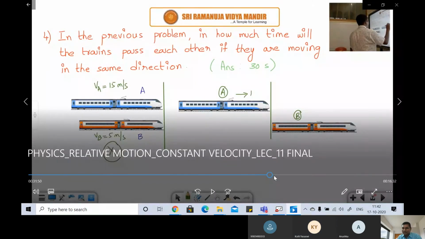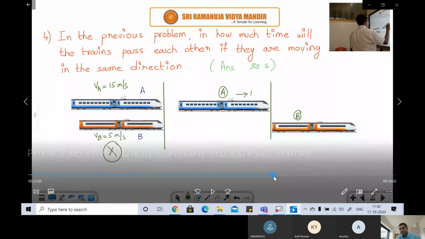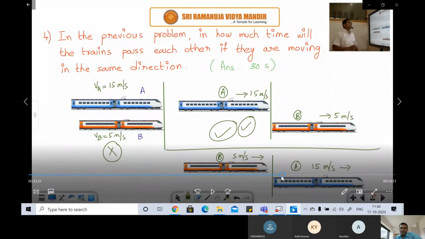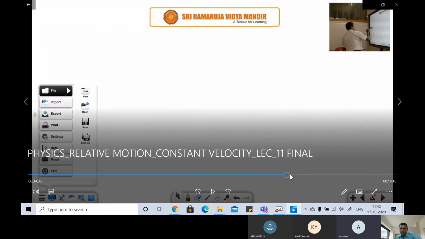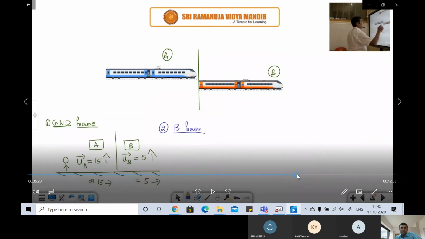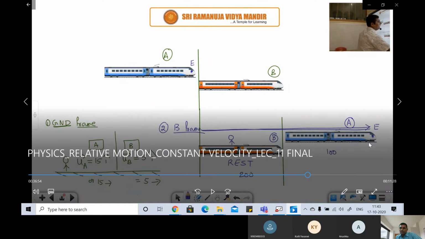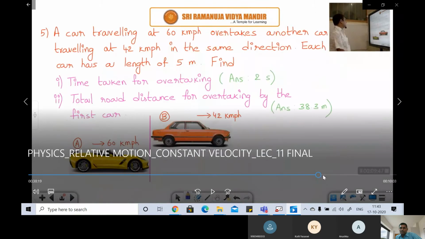Suppose I am solving here, I have drawn like this. You draw the opposite way afterwards and try to solve, you'll never get it. So I think you got the concept. This problem you can solve easily from the B frame. You will stand on B and then use S equal to U plus AT.